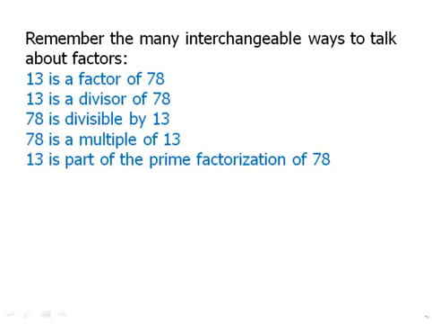Remember the many interchangeable ways to talk about factors. 13 is a factor of 78, 13 is a divisor of 78, 78 is divisible by 13, 78 is a multiple of 13, 13 is part of the prime factorization of 78. All of those represent the same fundamental mathematical fact, and the test uses these ideas interchangeably and expects you to use them interchangeably as well.